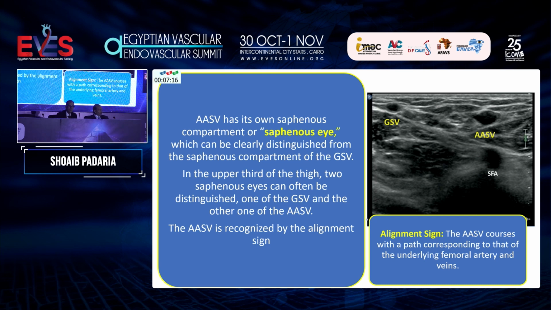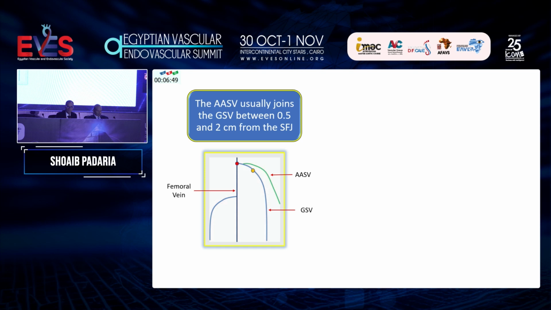Now the AASV has its own saphenous compartment, what we call the saphenous eye, which can be clearly distinguished from the saphenous compartment of the GSV. In the upper third of the thigh, two saphenous eyes can often be distinguished, one of the GSV and one of the AASV. The saphenous eye of the AASV is recognized by what is called the alignment sign. This refers to the fact that the alignment of the AASV corresponds to the underlying femoral artery and the femoral vein. Very easy to understand on the ultrasound.